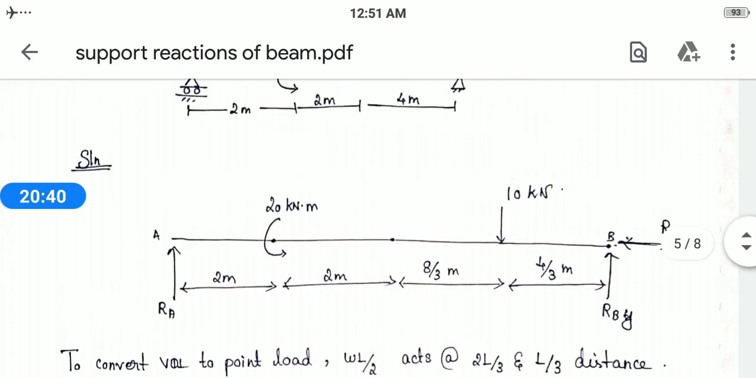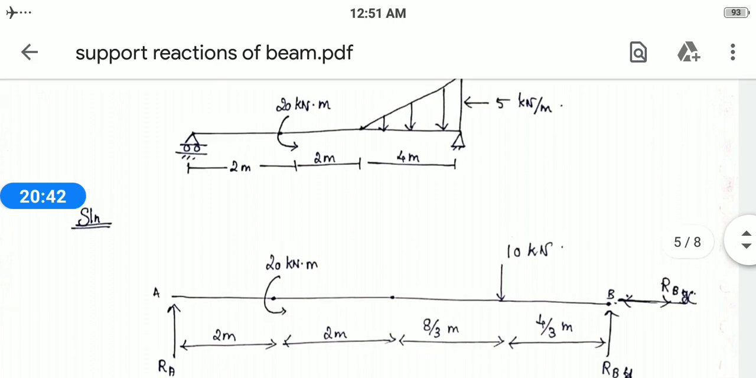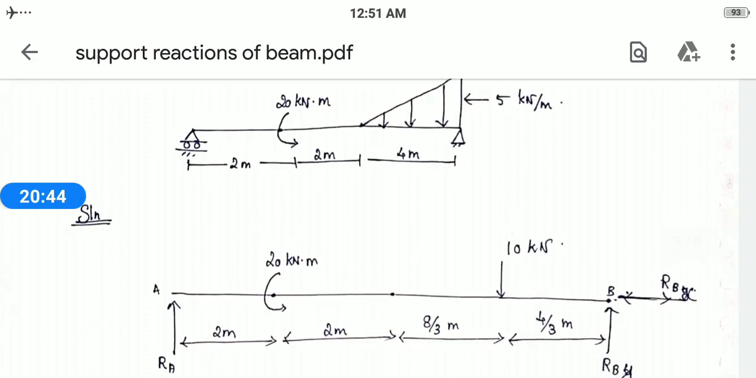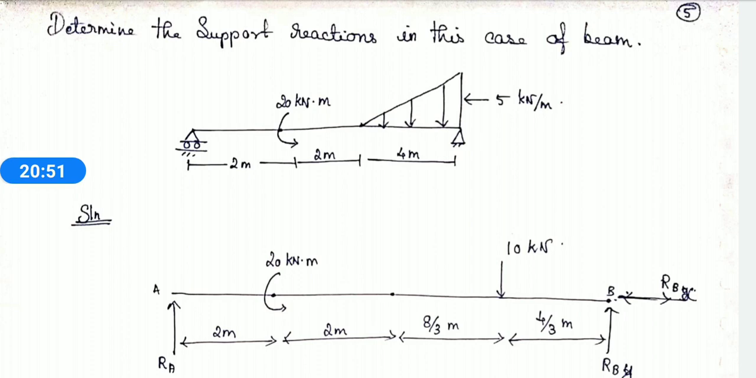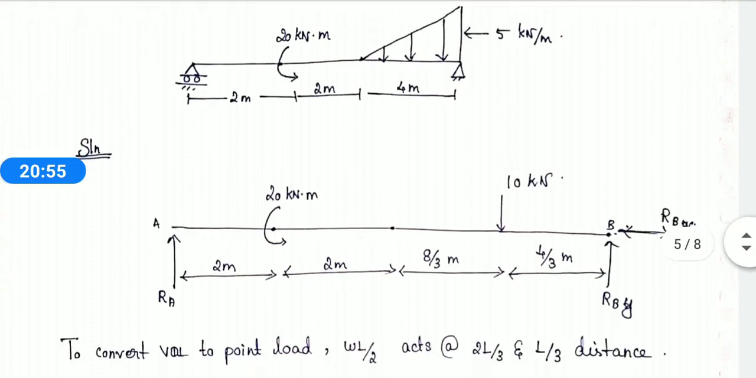Now see the question. They have given a varying load of 5 kilonewton per meter. What's the formula? WL divided by 2. 5 into 4 divided by 2 will give you 10 kilonewton, acting at a distance of 2L divided by 3. That means 4 into 2 divided by 3, that is 8 by 3. And the other distance is L by 3, that is 4 divided by 3. I hope you understood this. If you are not understanding, just ask me at any cost.